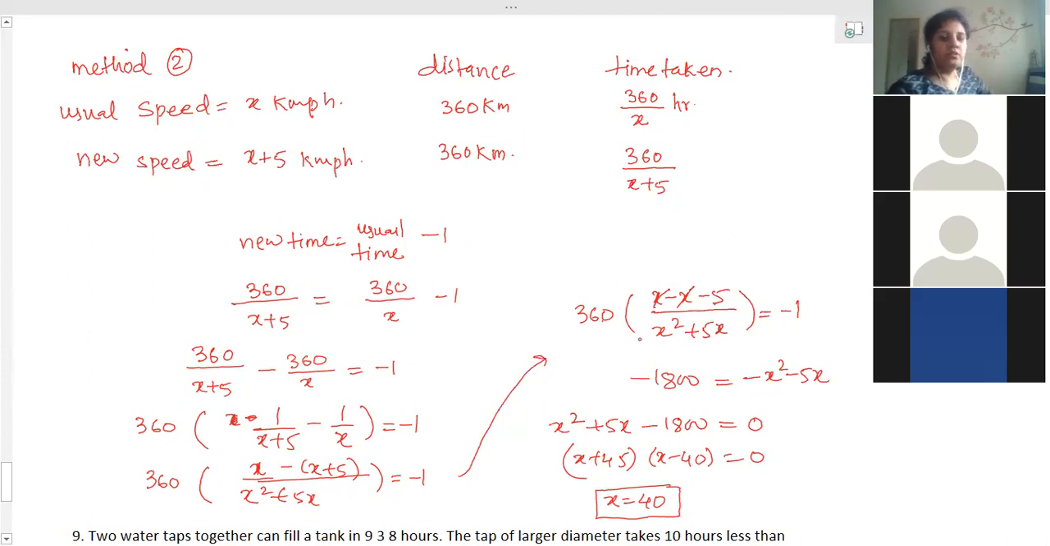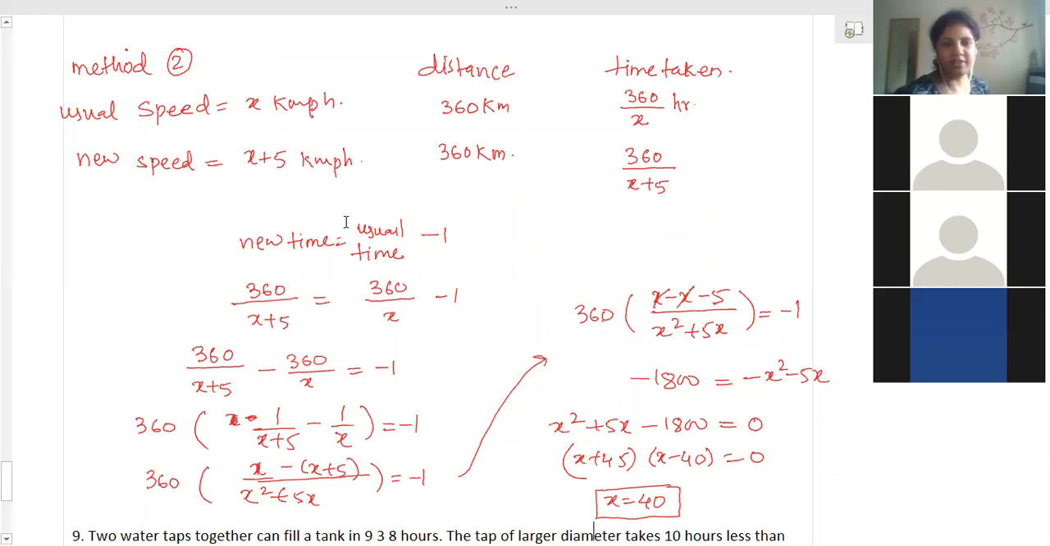Yes, ma'am. So in this method, the only thing is what mistake students make. The difference between these two times is 1 hour. That is known. Now which fraction has to be subtracted from which fraction? There students generally use the wrong method, due to which they won't get the middle term splitting. Or even if you do it with the quadratic formula method, you will get the D value negative, so you cannot solve it further.